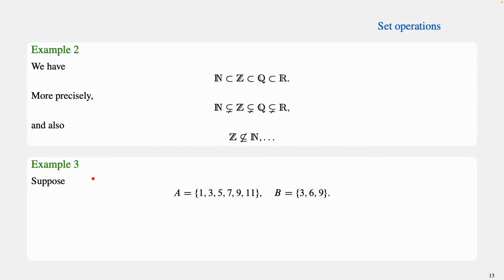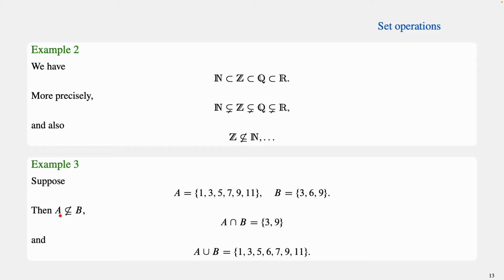Let's look at an elementary example. Here the set A: 1, 3, 5, 7, 9, 11, so the odd numbers up to 11, and the set B consisting of some multiples of 3: 3, 6 and 9.